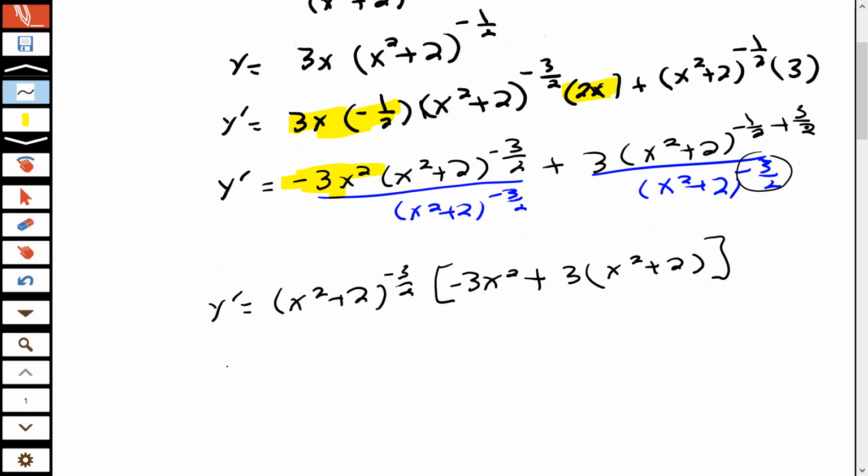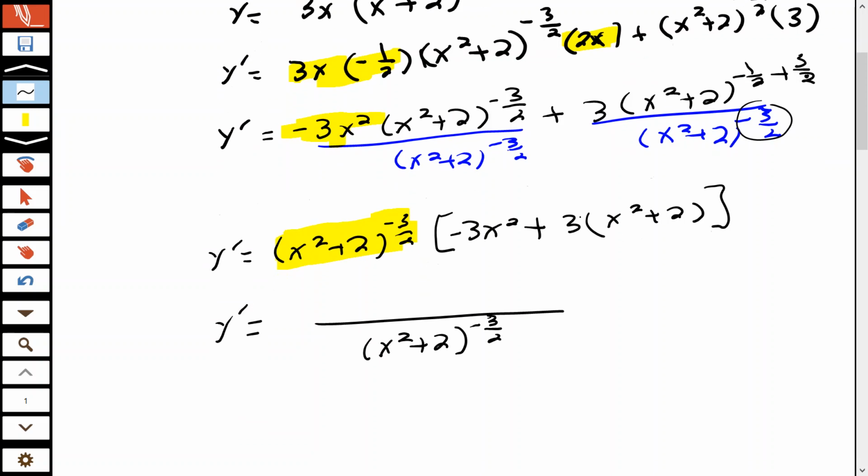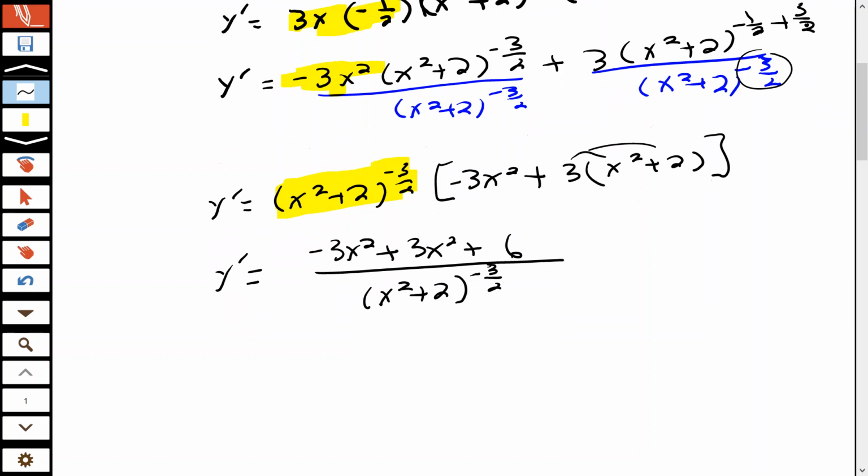Okay, so now I have y prime. I can go ahead and move this down to my denominator to make that exponent positive. Now I want to distribute the 3 to the parentheses there. So I have negative 3x squared plus 3x squared plus 6. The negative 3x squared and the positive 3x squared cancel out. So that leaves me with 6 over x squared plus 2 to the negative 3/2.